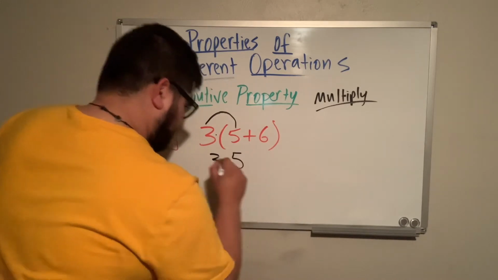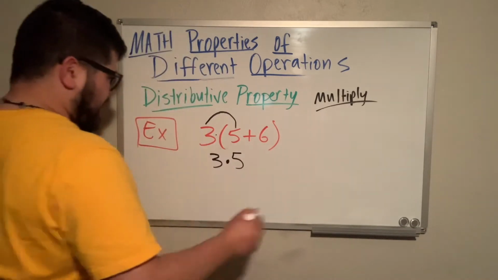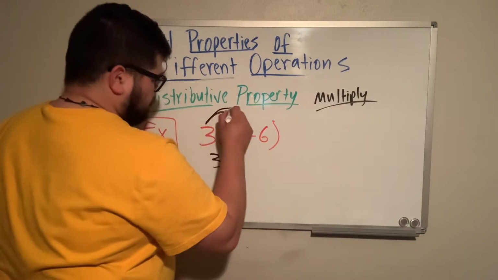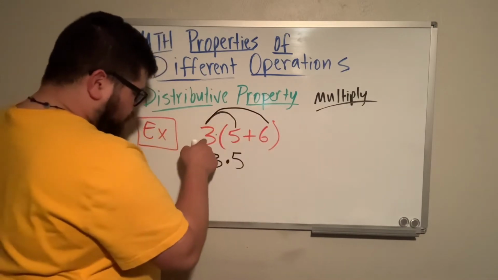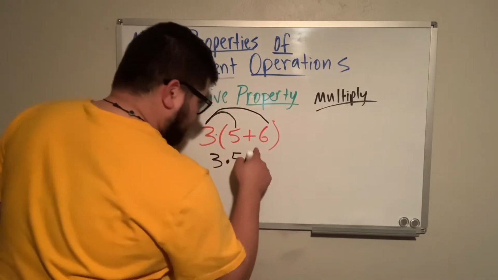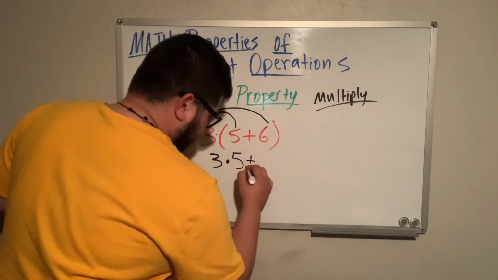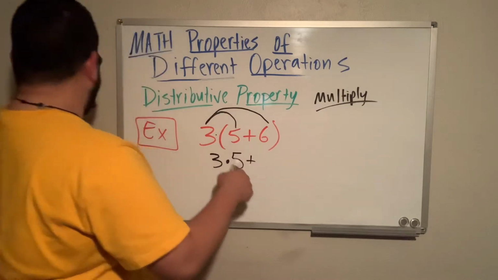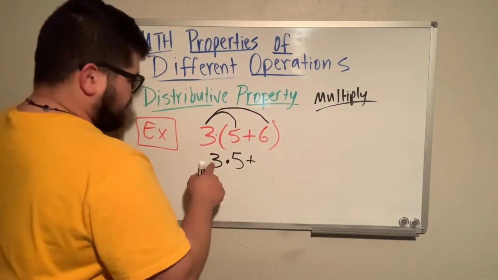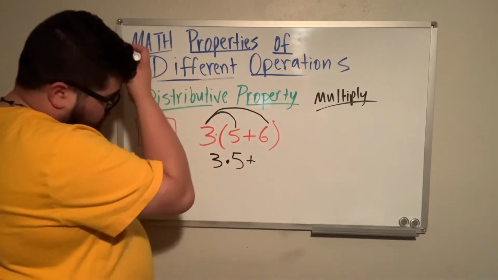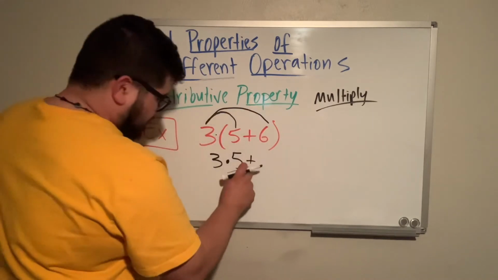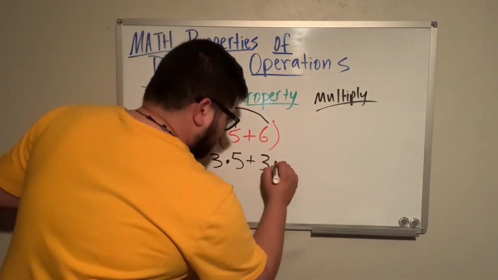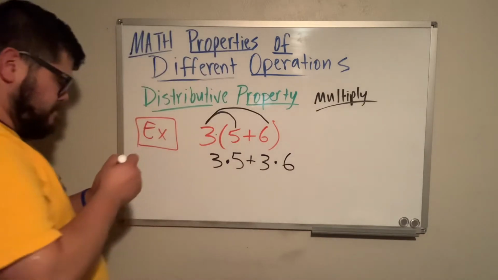We're going to write that first. Then we're going to multiply 3 times 6. And we have to keep our plus sign because a positive times a positive is a positive. In this case, we will need to use our integer rules. A positive times a positive is a positive, and we're going to multiply 3 times 6.